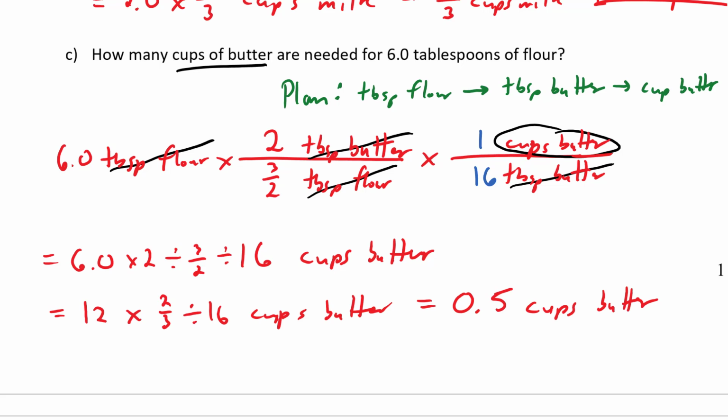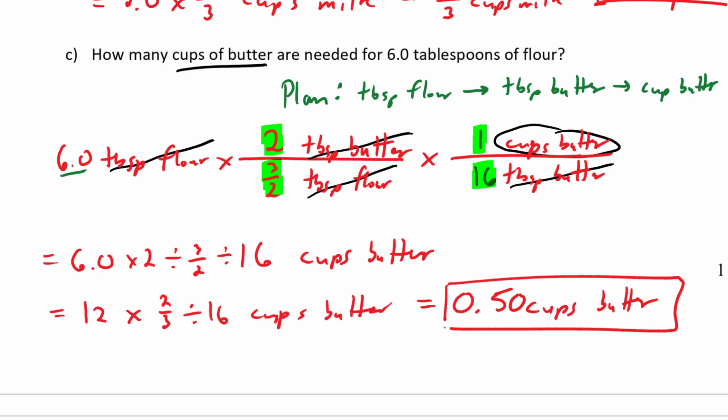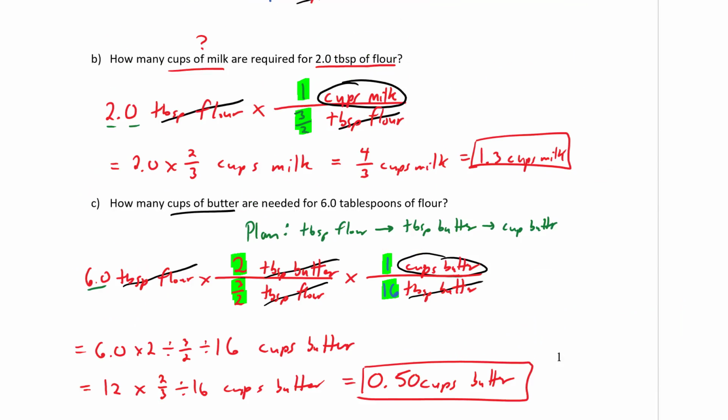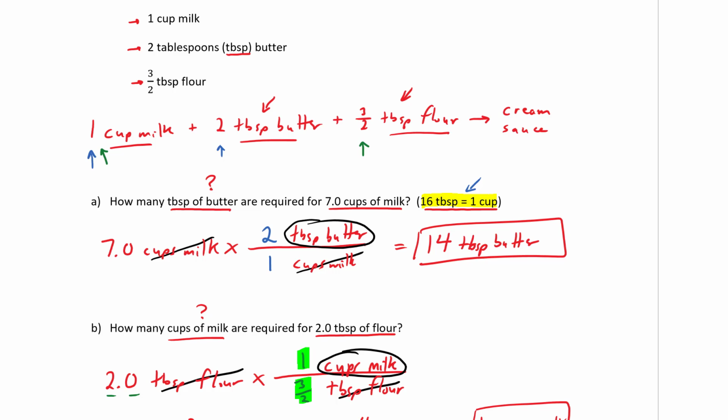Significant digits now. Notice we have 2 digits here. These are from the recipe, so they would be exact numbers, and this would be exact as well. 1 cup is 16 tablespoons. So in the end, we actually have 2 significant digits, so I should write this as 0.50 cups of butter. Final answer. So here, we've used the coefficients from the recipe to help us convert from one ingredient to another.